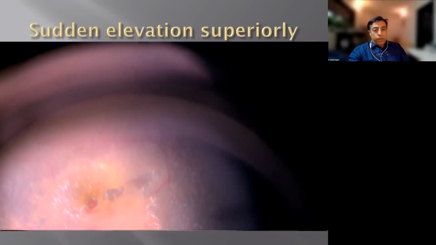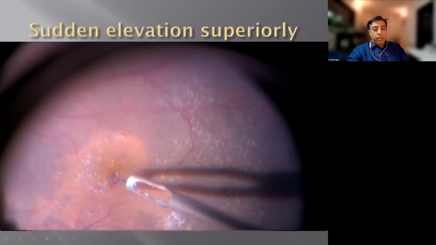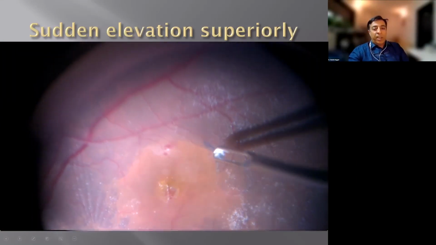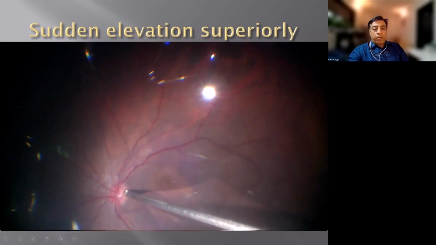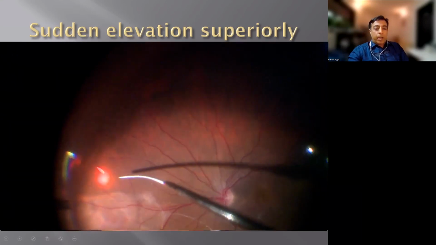So, anyways, I cleared the vitreous and then went back and did the regular peeling process. Finished that, did the air fluid exchange, and then went back and looked at that area.